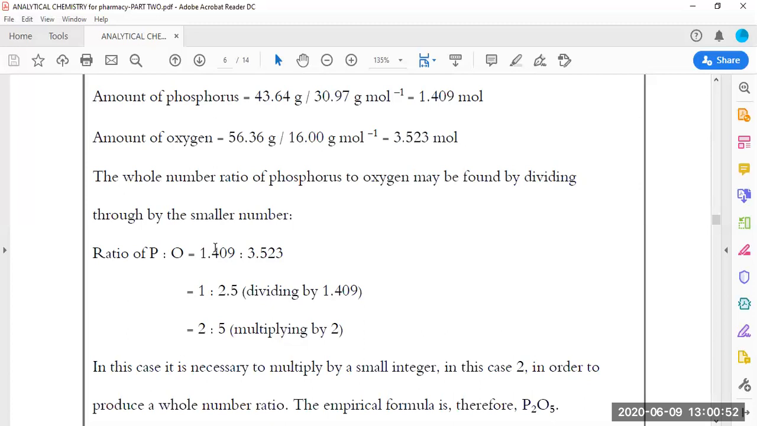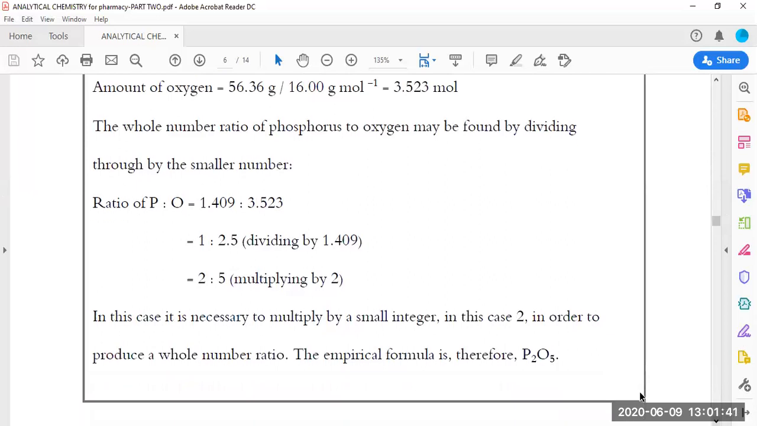So if we divide 1.409 by 1.409, which is the smallest one, we get 1, of course. And if you divide this 3.523 by this small number, you get something like 2.5. Of course, we don't keep it 2.5 because, again, 2.5 is not an integer number. So what we do, we multiply both of them by 2 to keep the same ratio, so this would be 2 and this one would be 5. So 2 to 5 is the same as 1 to 2.5 and the same as 1.409 to 3.523. All the same ratio. We're not changing the ratio. The only thing we're doing is converting the decimal numbers to integer numbers.